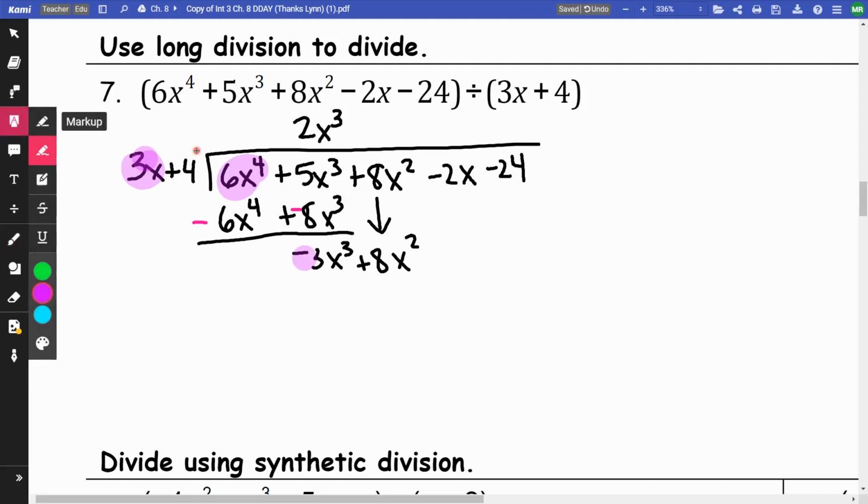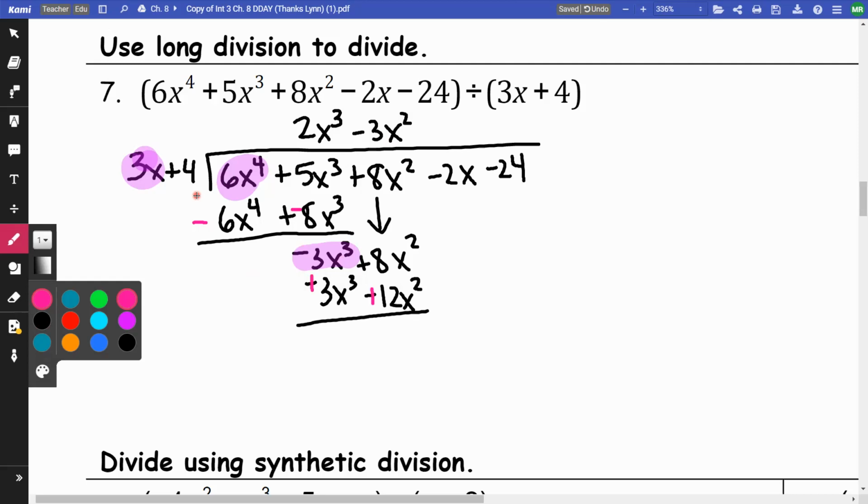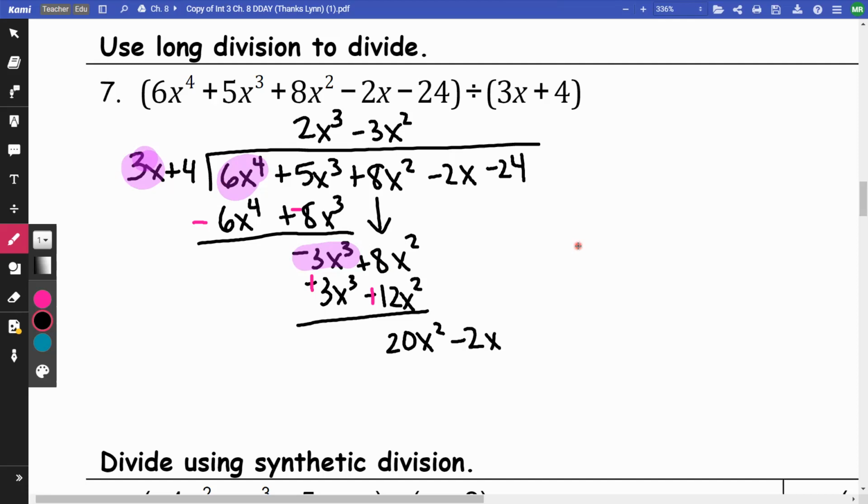So again, I'm focused on this. And 3x times a negative 3x squared would have gotten me a negative 3x cubed. Okay, so when I multiply that, I get a negative 3x cubed. And a negative 3x squared times a 4 is a negative 12x squared. I change my sign so that's a plus and that's a plus. Oops, hold on a second. Let's see. I got a negative 3x to the third. I bring down my 8x squared. I multiply this, I get a negative 12x squared. I add it. I get a 20x squared, minus 2x. I'm going to bring that down.